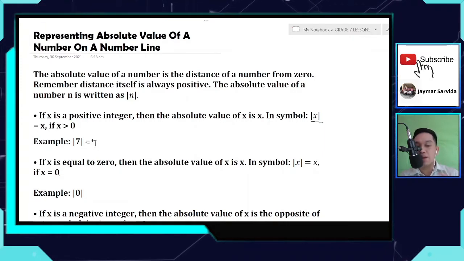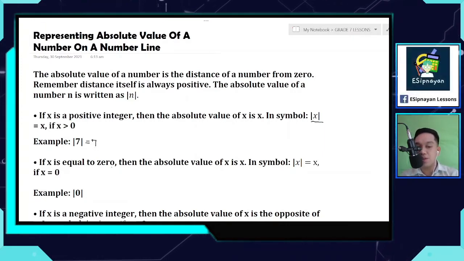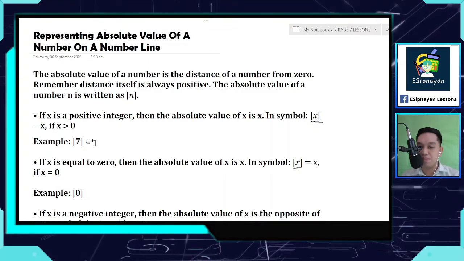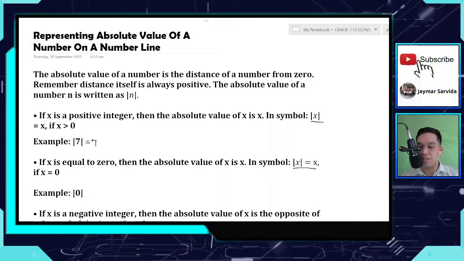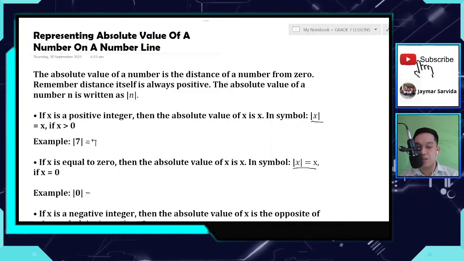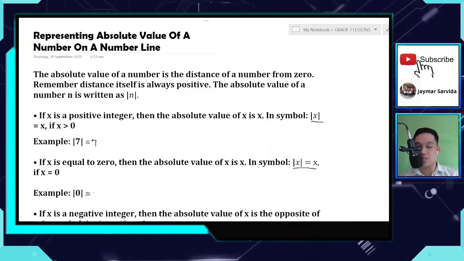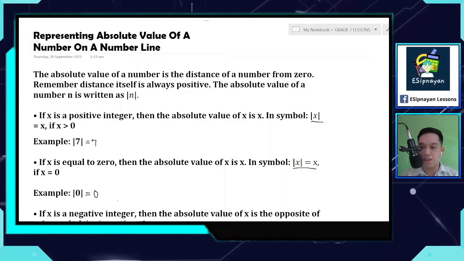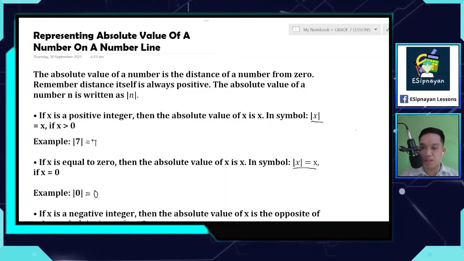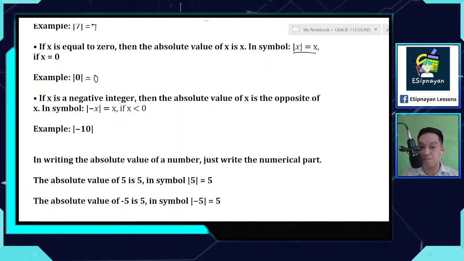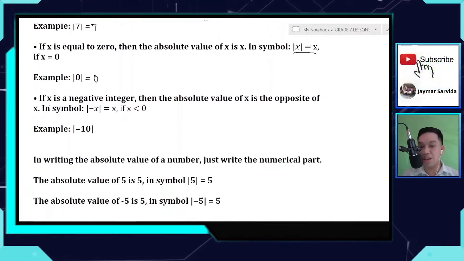If x is equal to 0, then the absolute value of x is x. In symbol, the absolute value of x is x if x is equal to 0. So the absolute value of 0 is 0, always 0. I hope you got it. This absolute value is easy, class, because the absolute value is always positive. Always positive is our answer.